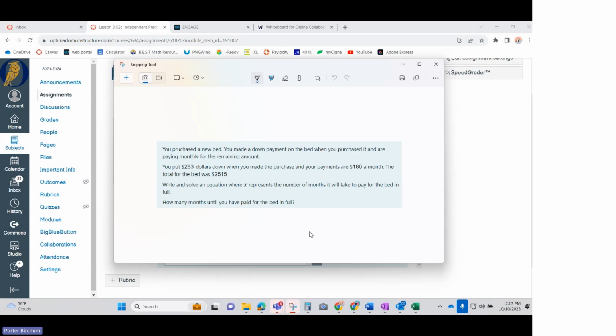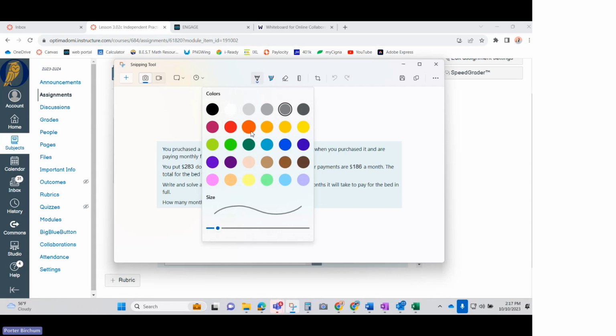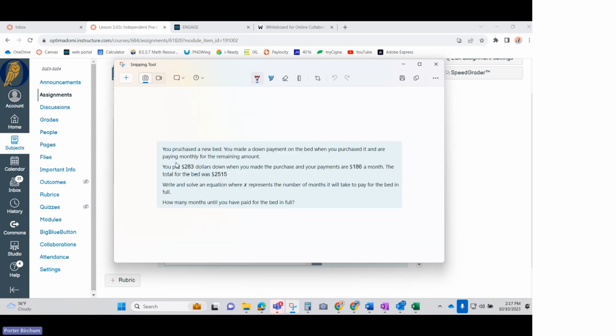You purchased a new bed. You made a down payment on a bed when you purchased it and are paying monthly for the remaining amount. So I'm going to make sure to underline important parts. I'm going to underline with red.